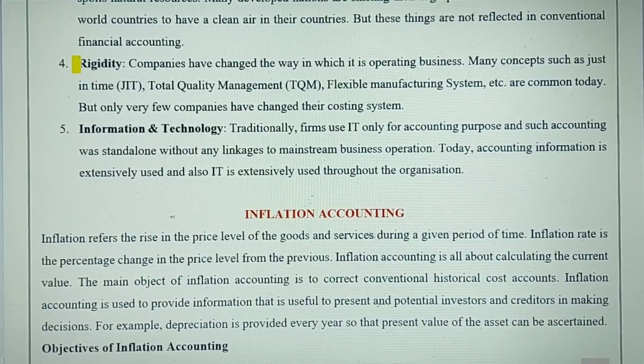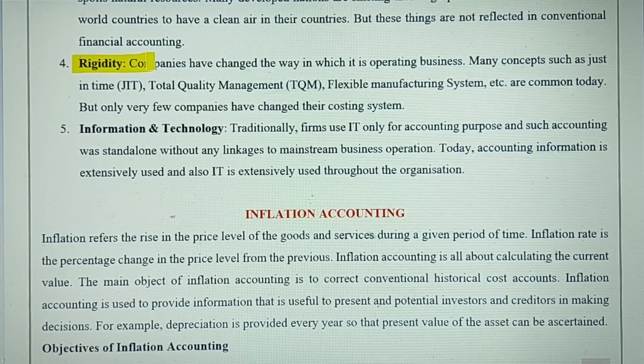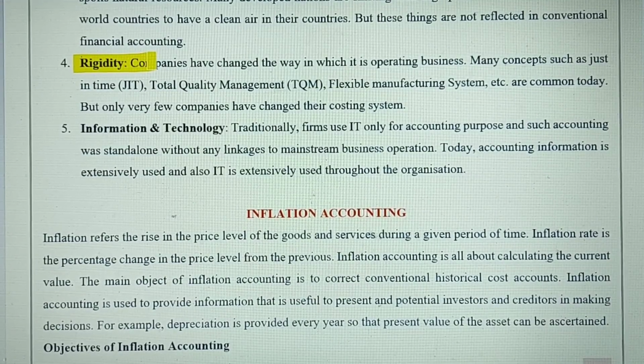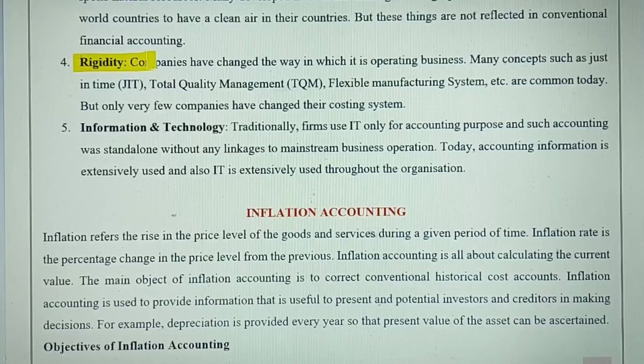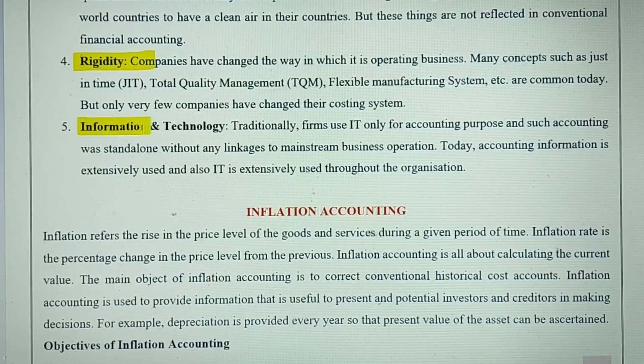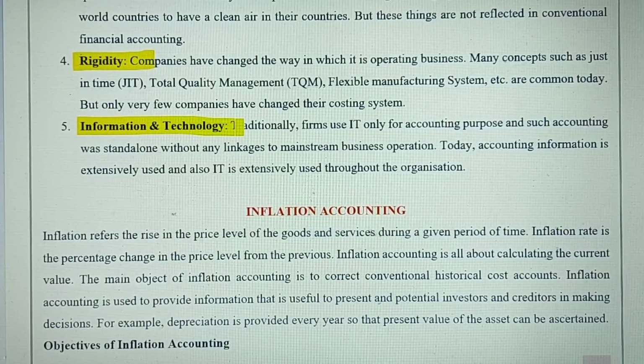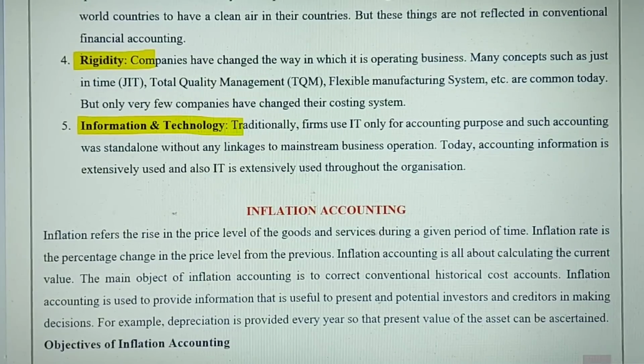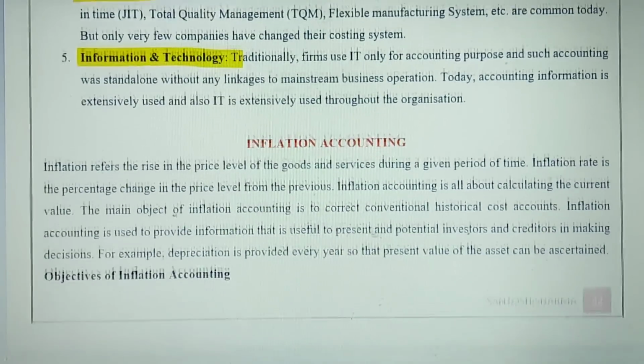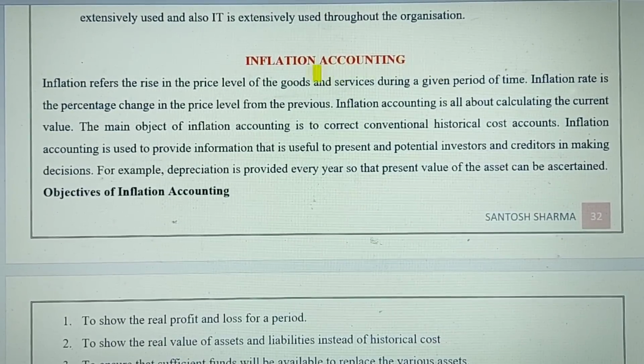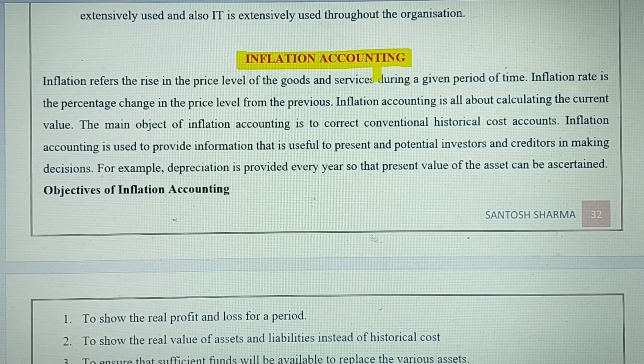Then basically this is rigid, like accounting principles and all that. So they are not very flexible. So that is also one of the drawbacks. And frequently the technology changes, but the accounting doesn't change quite often. So that is one problem. Okay, you might get a short note on inflation accounting.